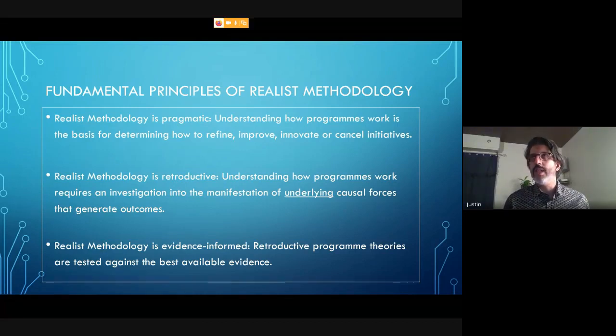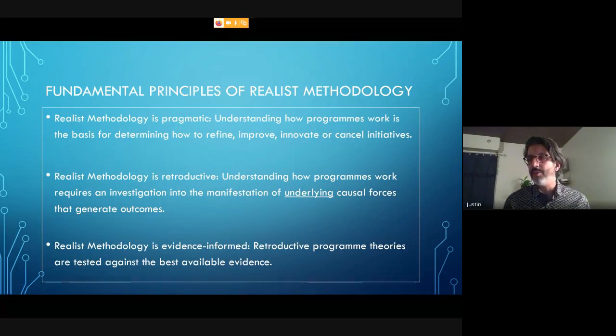The other point I want to make about the pragmatic nature of realist evaluation is that we are cutting through the complexity of interventions and their contexts to find the most important aspects of that complexity to study at a given time. For the purposes of the evaluation of an intervention today, what are the most important things that we need to understand about the architecture of the intervention and its implementation in context?